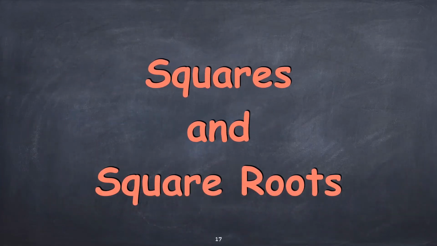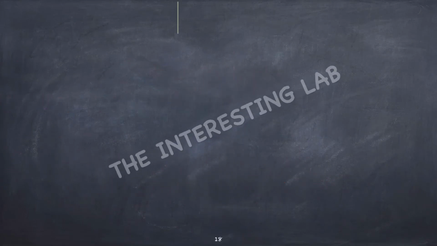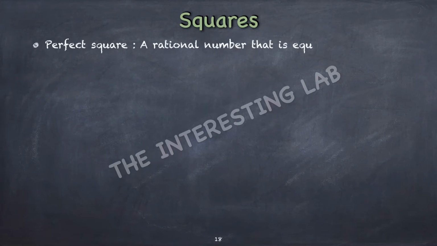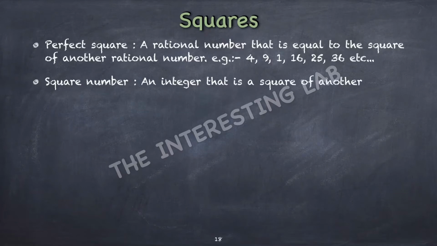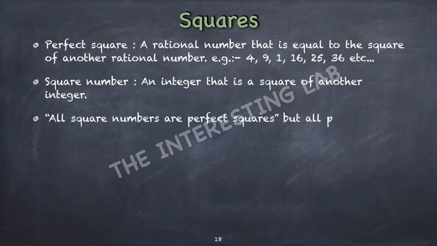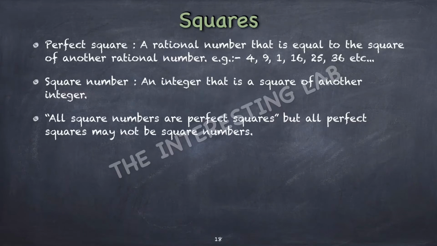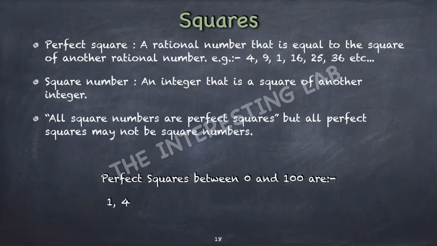Squares and square roots. Squares. Perfect square: a rational number that is equal to the square of another rational number, e.g. 1, 4, 9, 16, 25, 36, etc. Square number: an integer that is a square of another integer. All square numbers are perfect squares, but all perfect squares may not be square numbers. Perfect squares between 0 and 100 are 1, 4, 9, 16, 25, 36, 49, 64, 81, and 100.